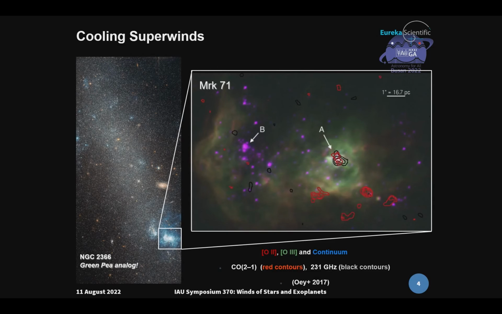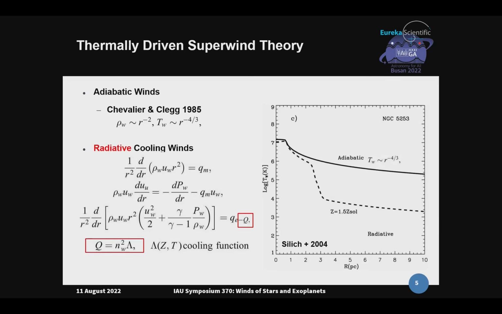However, in some high star forming regions, like Mrk 71, which is in the south of NGC 2366, there are two knots, B and A, with high star formation. We have a superbubble around knot B. However, knot A, which has higher ionization and is also very bright in high frequency radio images, does not show an extended bubble, and there is an indication of radiative cooling.